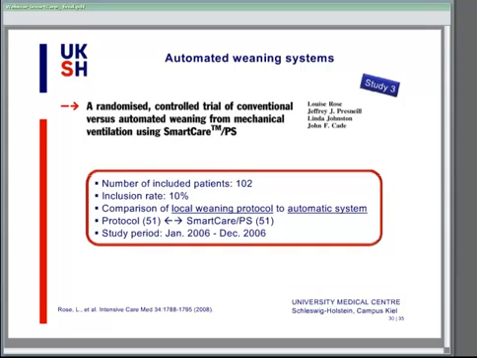Now let's come to the last study. This is a study from Australia, published by Rose and co-workers in 2008. Another study that compared a local weaning protocol with SmartCare. 102 patients were included, also a difficult study design and a relatively low inclusion rate, only 10%. 51 patients were weaned with a protocol, 51 were weaned with the SmartCare system.